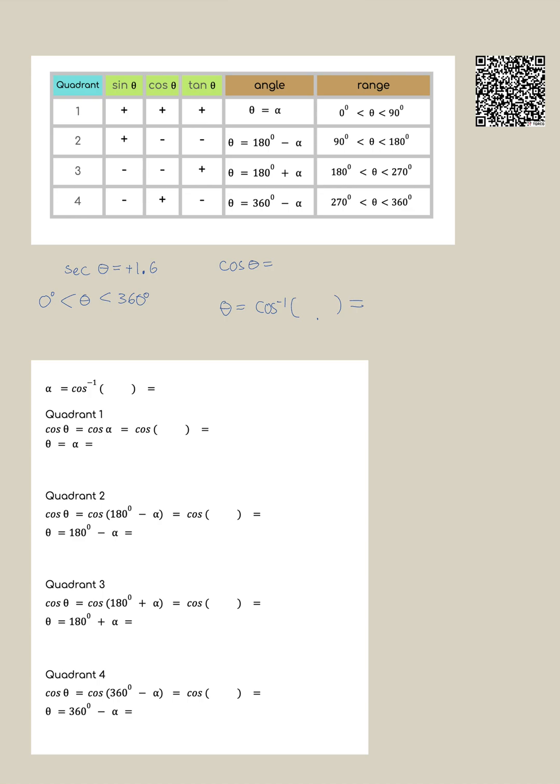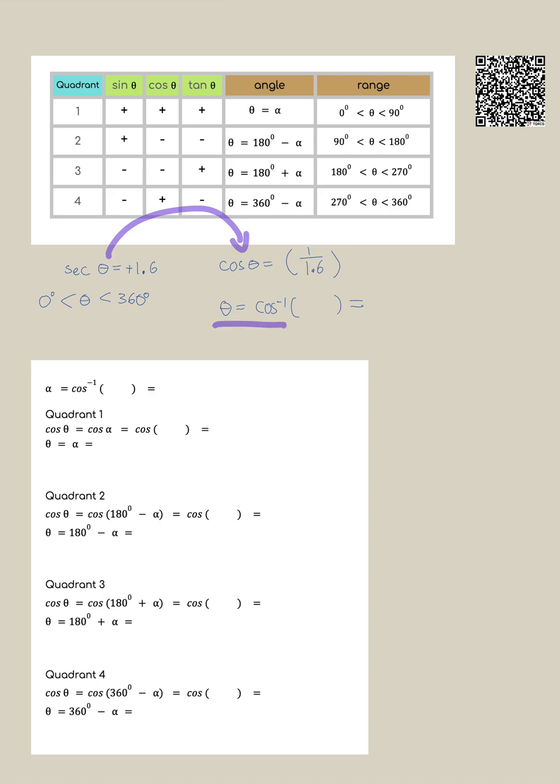Well, the first step is, of course, to convert it into cosine theta, because secant theta is actually 1 over cosine theta, and there is no secant in your calculator, so I must convert that to cosine theta first, which means cosine theta will be 1 over 1.6. We don't even have to calculate that because we are going to use the calculator. Then the obvious thing to do is to calculate theta directly.